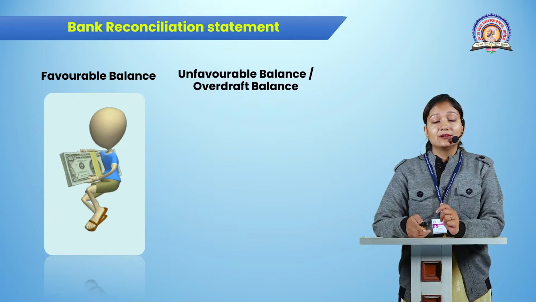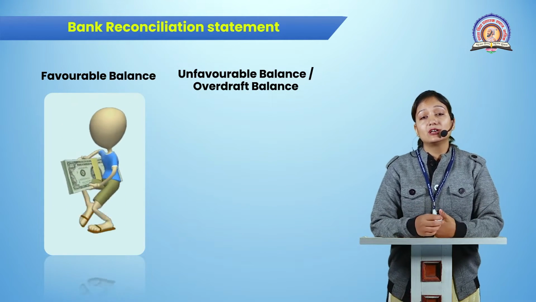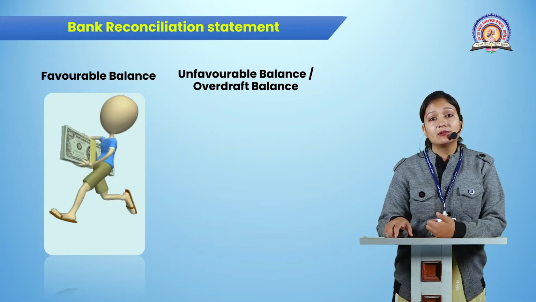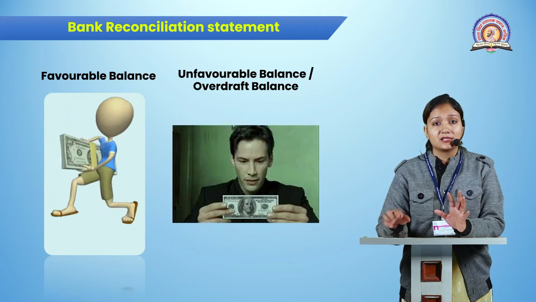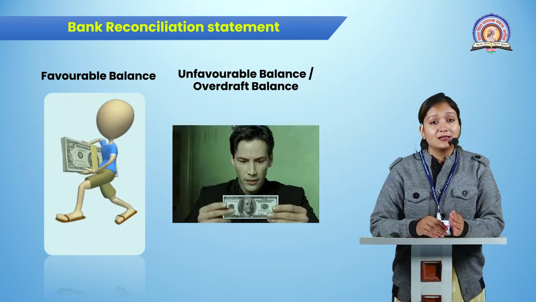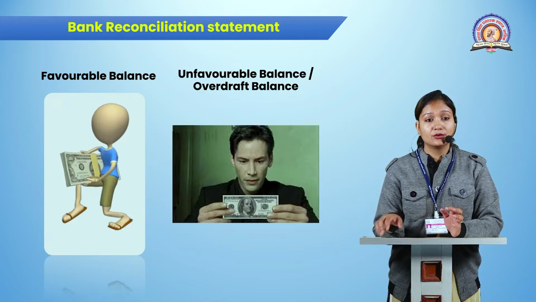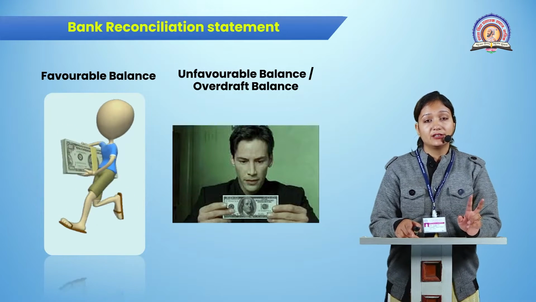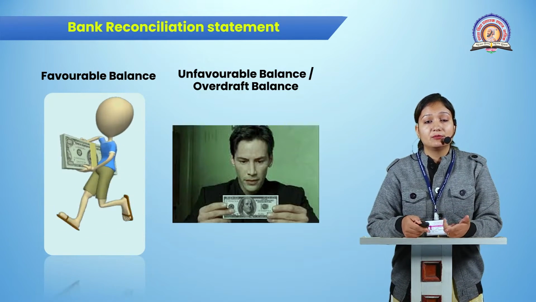Second thing is the unfavorable balance or an overdraft balance. When we talk about an unfavorable balance, it means I have more payments than my receipts. At that time we can say it is an unfavorable balance, or an overdraft balance. Okay, so two things we have taken into consideration. The very first is the favorable balance, and the second one is the unfavorable balance.